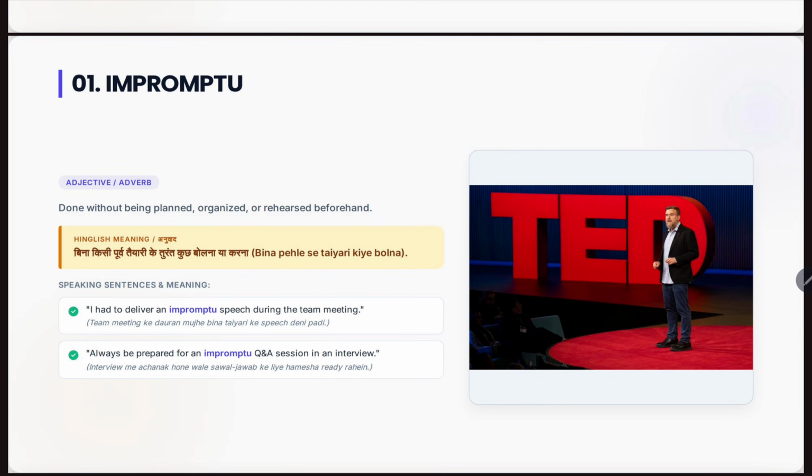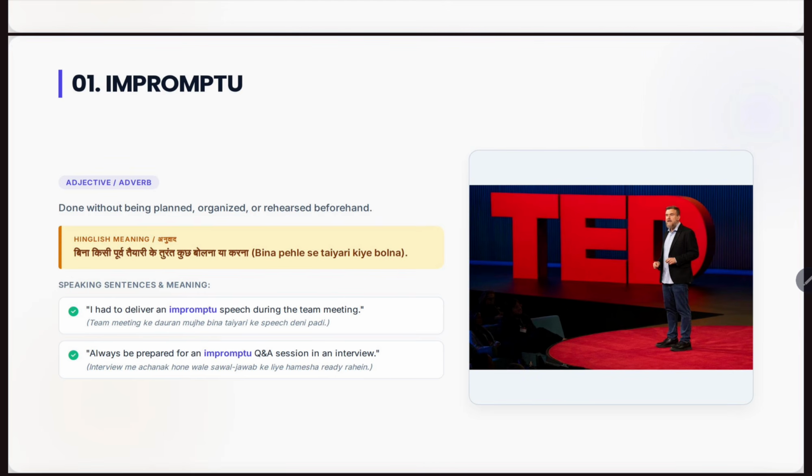Okay, now let's quickly practice sentences. If anyone asks you a question and you are giving an answer without a pre-planned or organized answer, just giving whatever is coming to your mind, here's the example: always be prepared for an impromptu question and answer session in an interview, because the interview panel can ask any question. So you have to prepare for that impromptu question answer session.